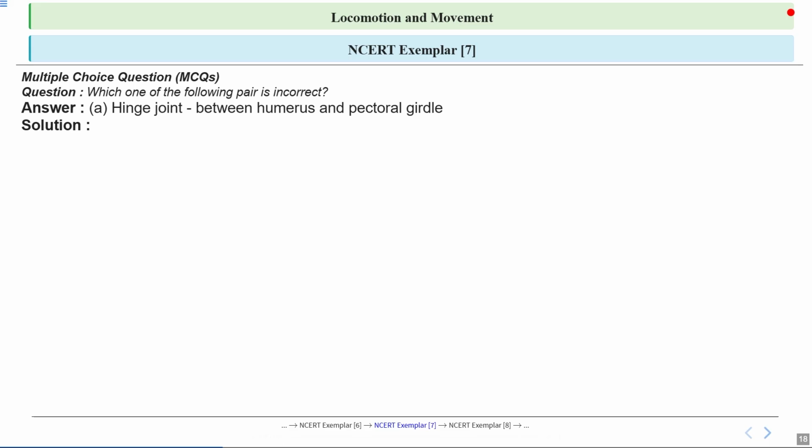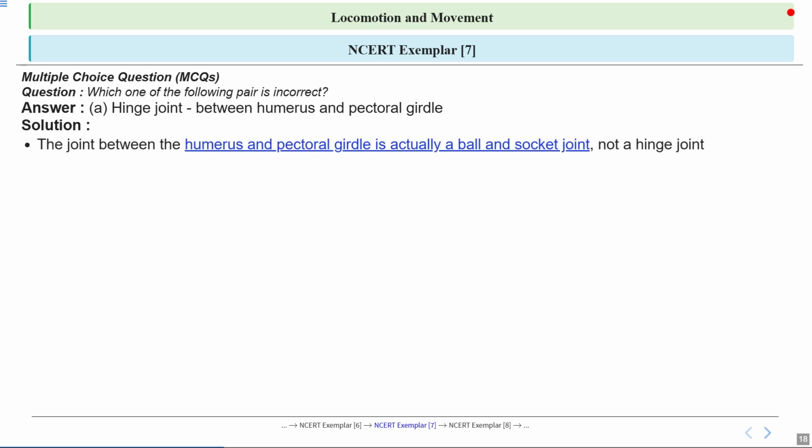So here option number A is correct, which is hinge joint which is present between humerus and pectoral girdle. Sorry, we have to opt the incorrect one. Okay, and here all the 3 were correct, and the incorrect pair, or we can say the correct option here is A, which is hinge joint that is not present between humerus and pectoral girdle. Let's see the answer. Why?